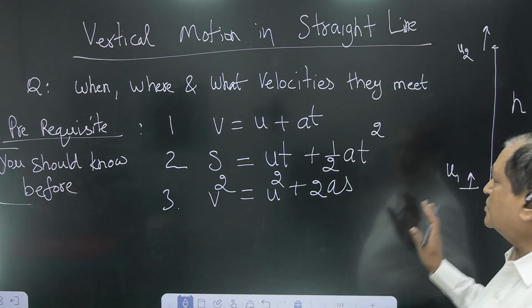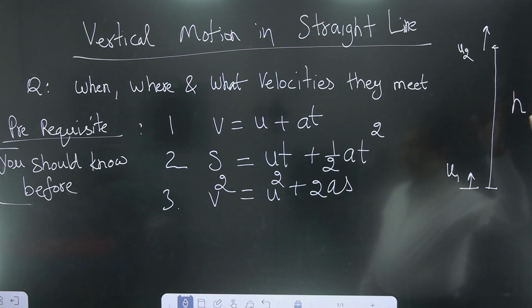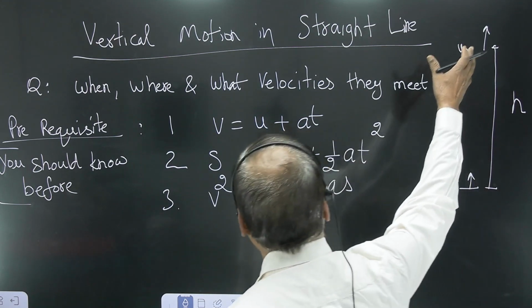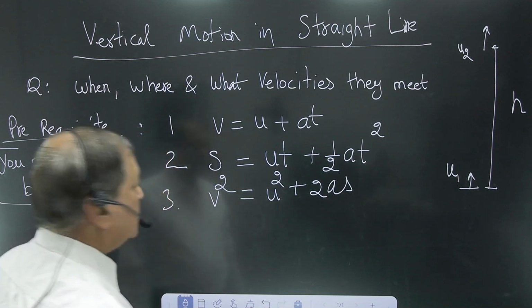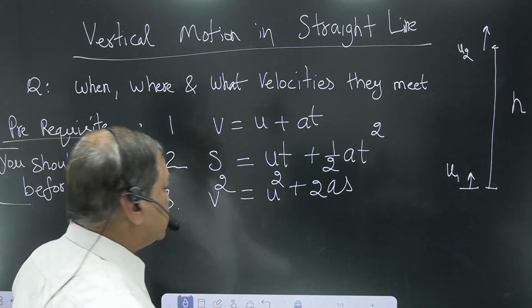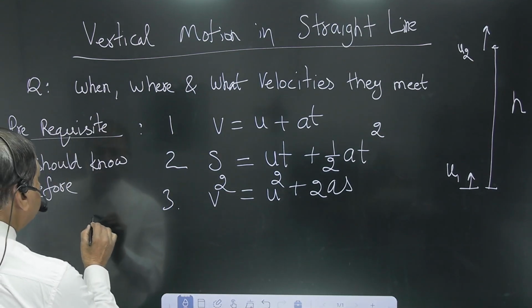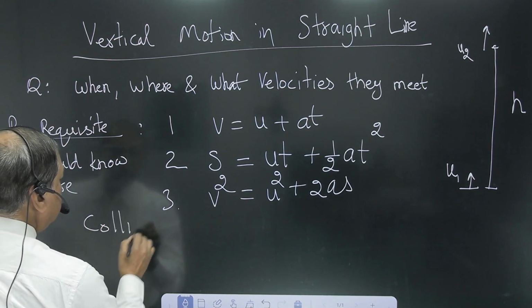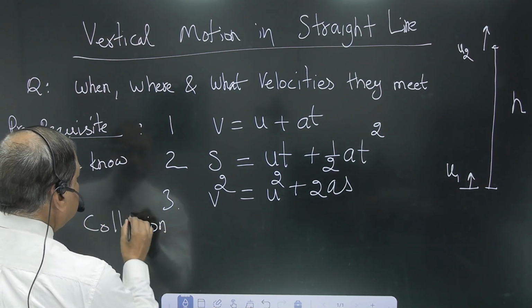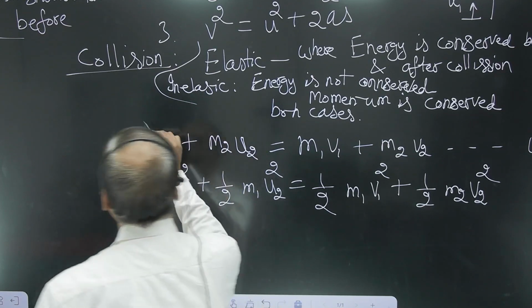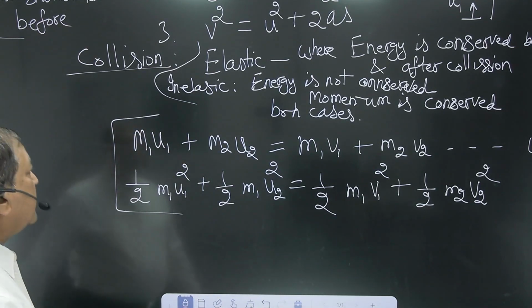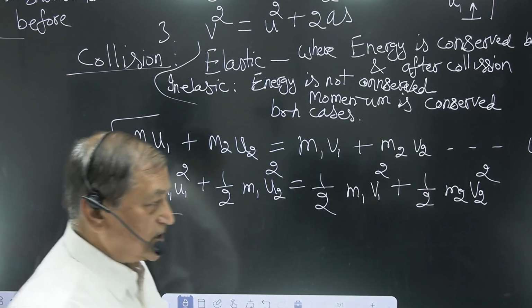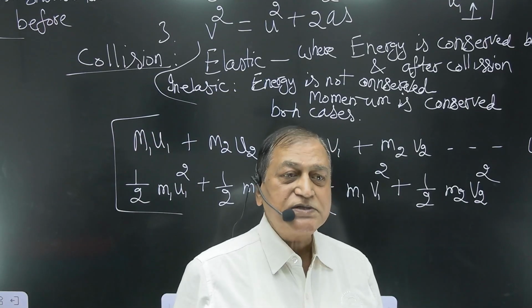But in such numericals, the questions are given such that the bodies may collide or they may simply cross without collision. If they collide, then you should know two more equations. In collision, only these two formulae you should remember.